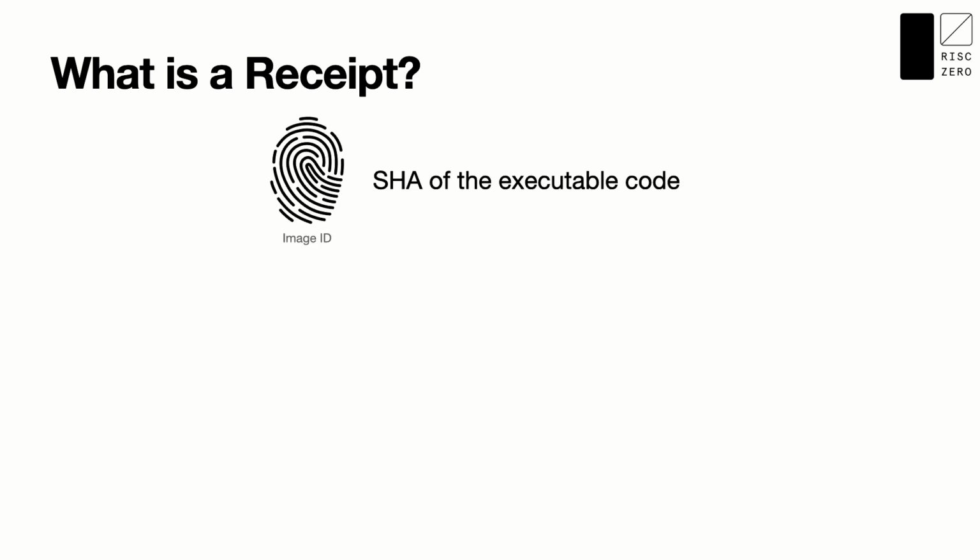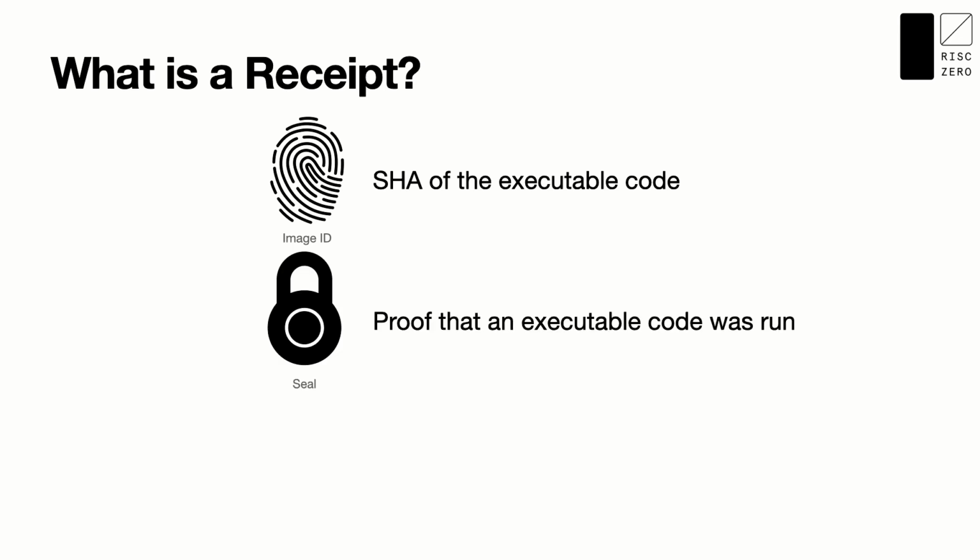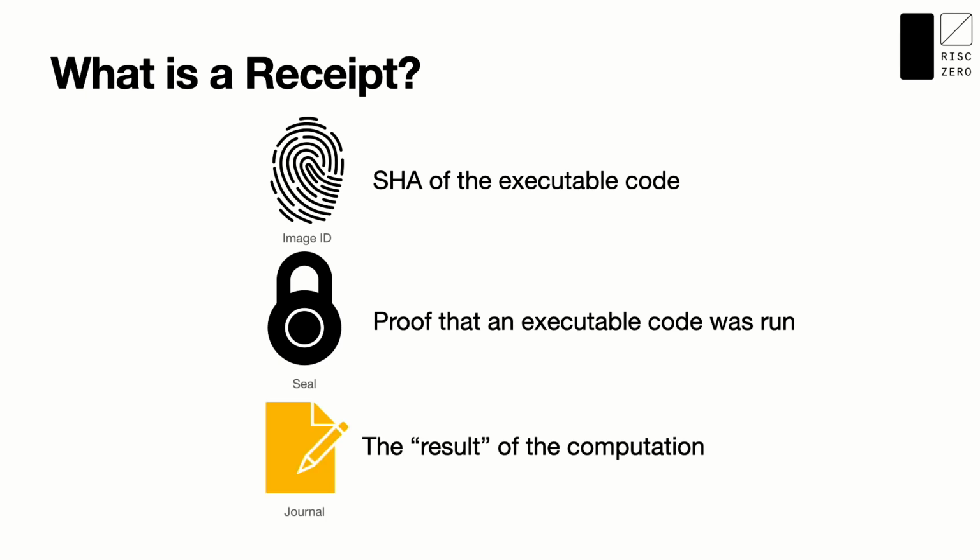The receipt has three parts. So it has what we call at Risk Zero the image ID, which is the SHA of the executable code. You can think of it as a unique identifier that represents all the code that is being run. And two, a proof, the seal, that the executable code was run, as well as the journal, which we can think of as the result of the computation. Now, the result of the computation is up to the program itself. And so the seal indicates that the program that is indicated by the image ID was run correctly and produced this result in the journal.